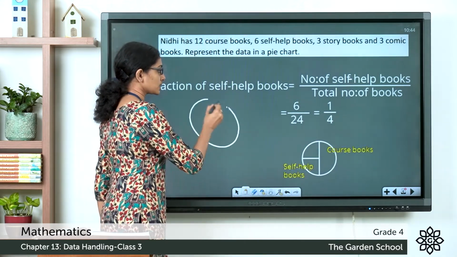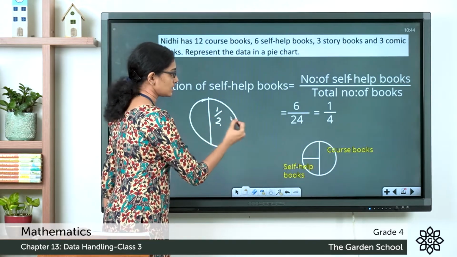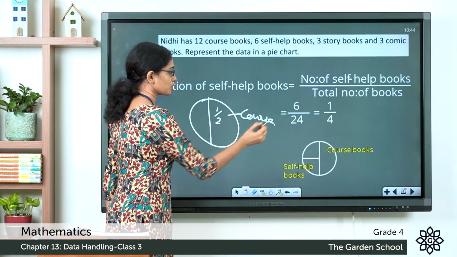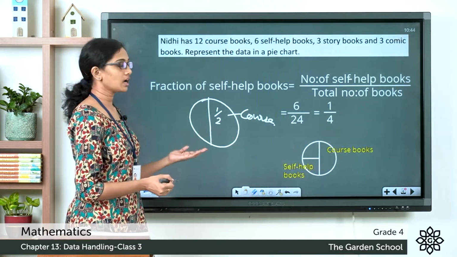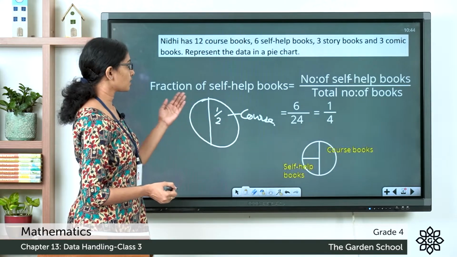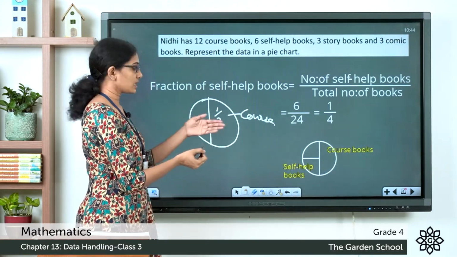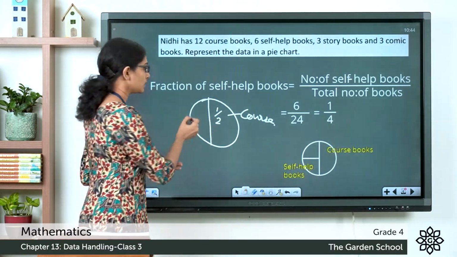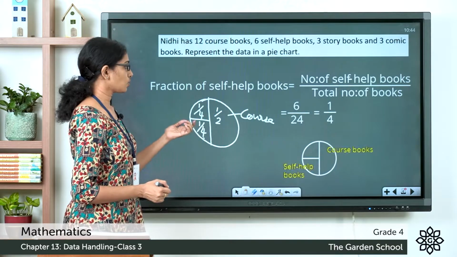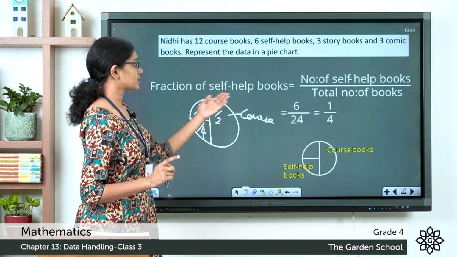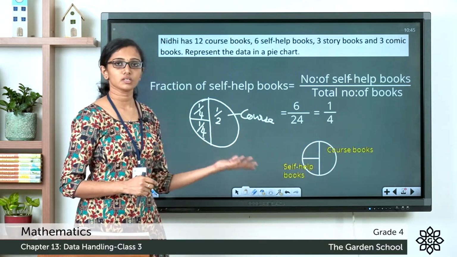So first we drew a circle, we divided that into half, or 1 by 2, 1 by 2, and this 1 by 2 represents what? The fraction of course books, and you're left with the other half. Now, in the other half of the circle, the fraction of self-help books is equal to 1/4. So this whole thing is 1/2. If you divide that into half, again half, each part will be 1/4. So this will be 1/4, this will be 1/4. So 1/4 will represent the fraction of self-help books. I am marking this 1/4 here as the fraction of self-help books.